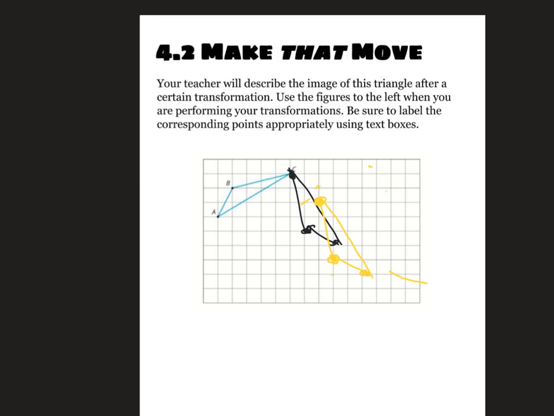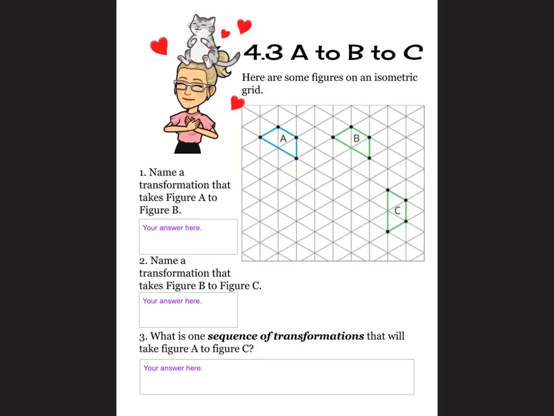All right. Now let's go ahead and go on to our next slide, slide 4. So 4.3, A to B to C. Name a transformation that takes figure A to figure B. So we want to know how we would get from figure A to figure B. So write down what you think. Okay. All right, you should have written down that it should be a translation. And you might want to put, like, translation to the right.